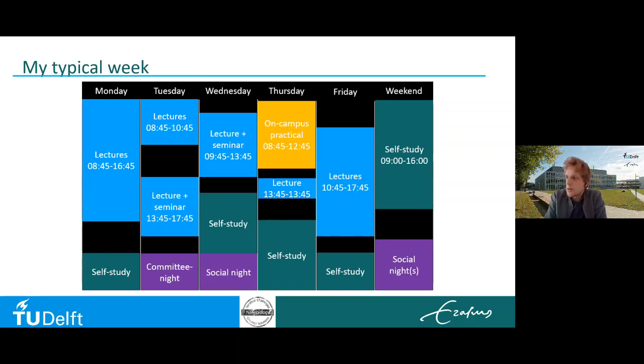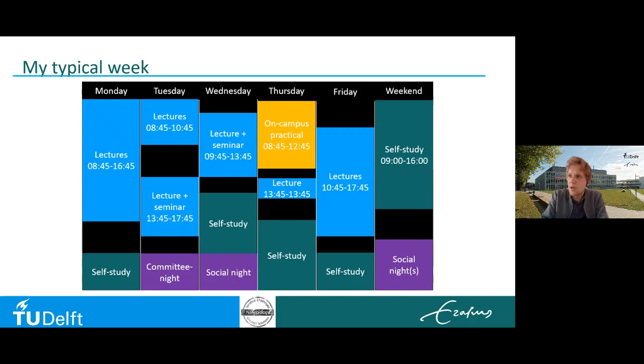So my typical week looks a little bit like this. I have to admit this is based on the curriculum of the first semester of this year, so that runs from September until January. We see a lot of blue and a lot of green. The blue consists of lectures and seminars, where seminar is just a fancy word for working class.